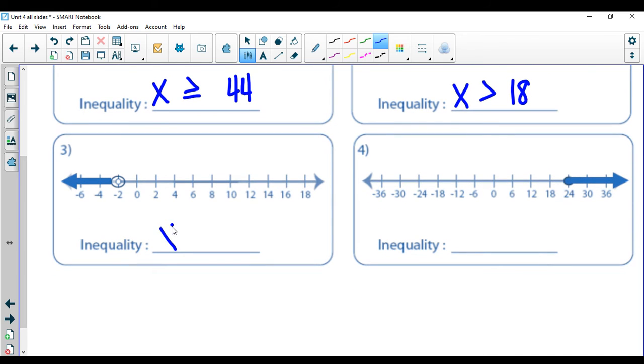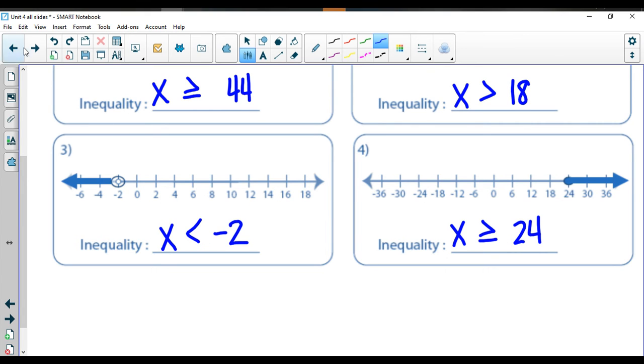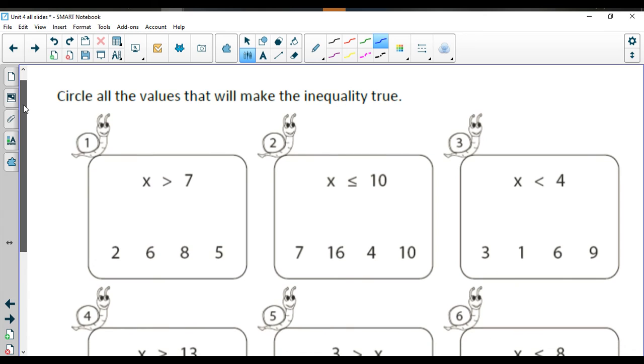In number 3, start with my variable x. -2 is my target, and I'm shading down to the left with an open circle. So x is less than -2. Number 4, x, my target number is 24. It is shaded to the right, and it is closed in, so it's x is greater than or equal to 24.